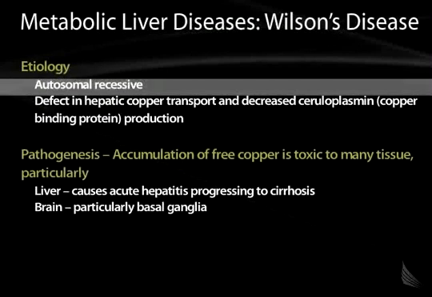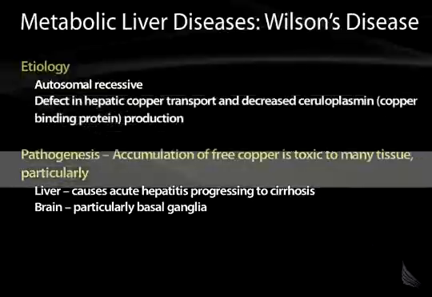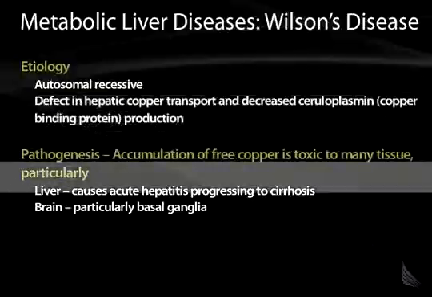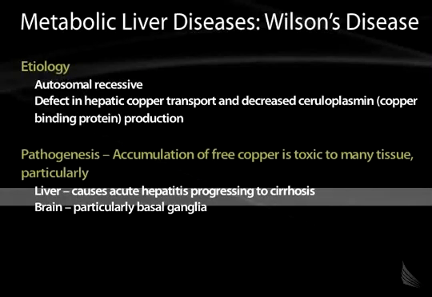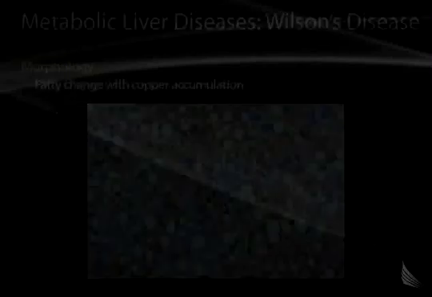Wilson's disease is an autosomal recessive disease. It's characterized by a defect in hepatic copper transport and decreased ceruloplasmin production, which is the copper binding protein. This results in excess copper deposition throughout the body. This is also known as the neuropsychiatric hepatic disease. The accumulation of free copper is toxic in many tissues, including the liver and the brain. In the liver, it causes an acute hepatitis progressing to cirrhosis, and in the brain, in particular.